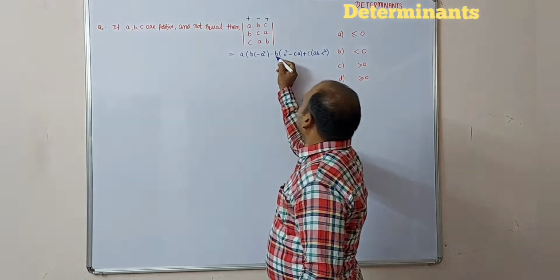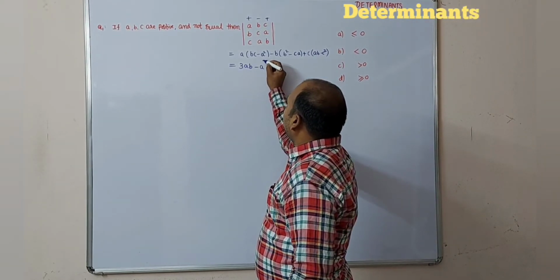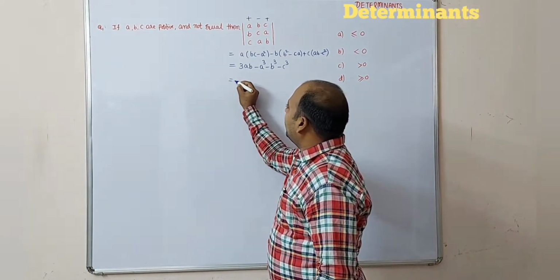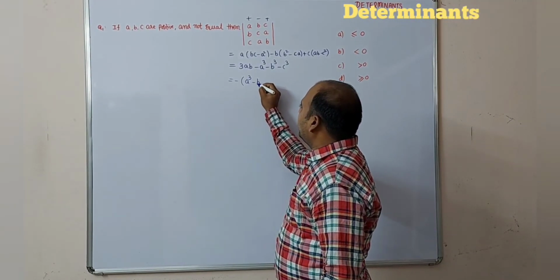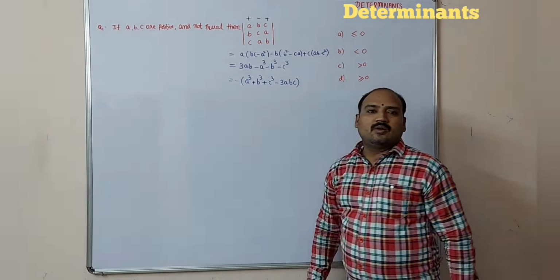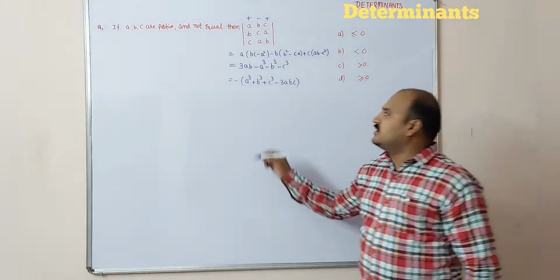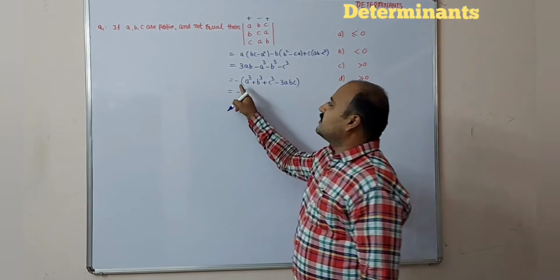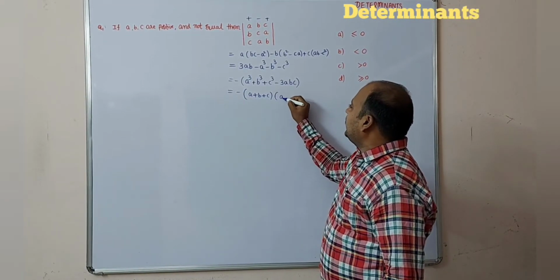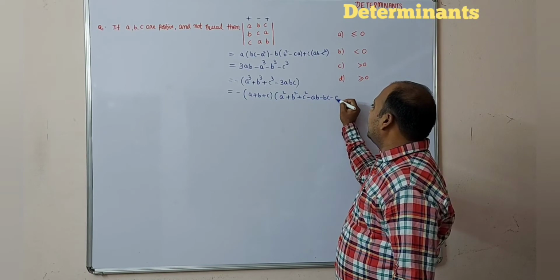So abc plus abc plus abc, 3abc. So minus a cube minus b cube minus c cube. If you take out the common minus, it becomes minus (a cube plus b cube plus c cube minus 3abc). From algebraic relations, a cube plus b cube plus c cube minus 3abc can be written as the product of factors (a plus b plus c) into (a square plus b square plus c square minus ab minus bc minus ca), with the minus already there.